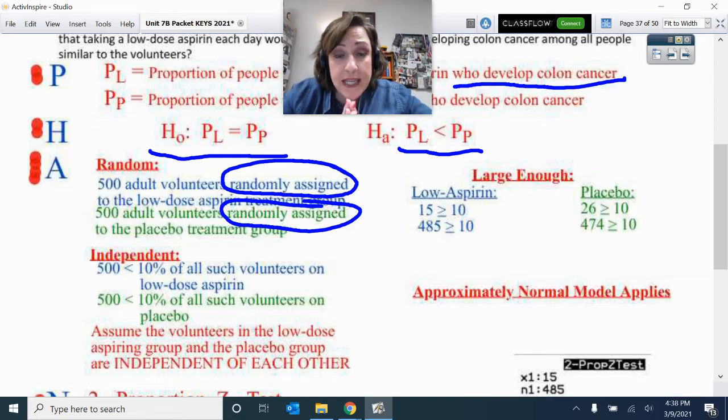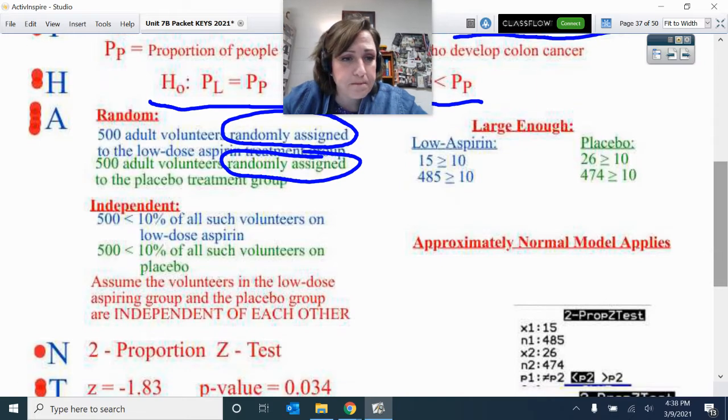The reason that random assignment is required, is essential, is because if you remember from the beginning of the year, with experiments, it is randomly assigned to the treatment groups so you can claim cause and effect. So that's why that random assignment, part of experimental design, has to happen. Then here were the successes and failures that were both greater than or equal to 10 for the aspirin, and successes and failures that were both greater than or equal to 10 for the placebo group.